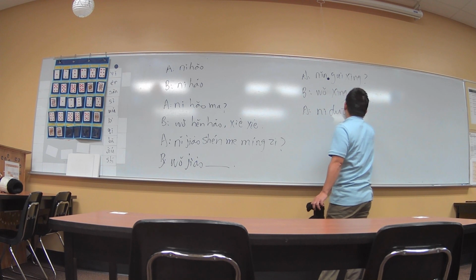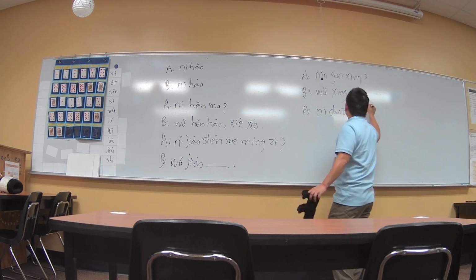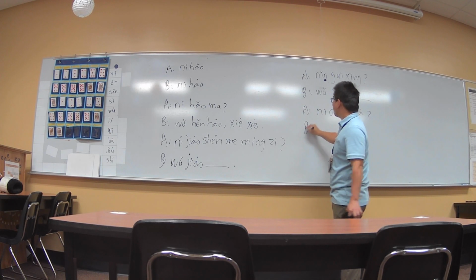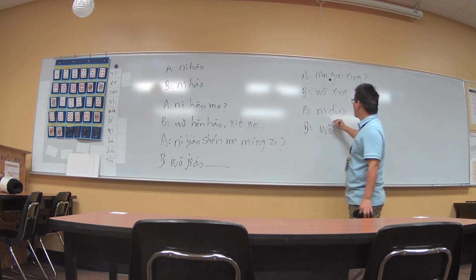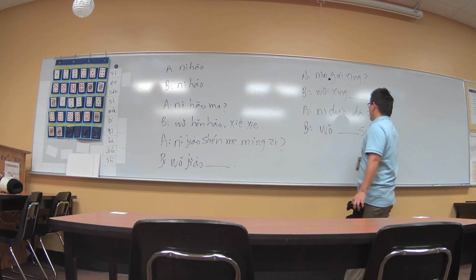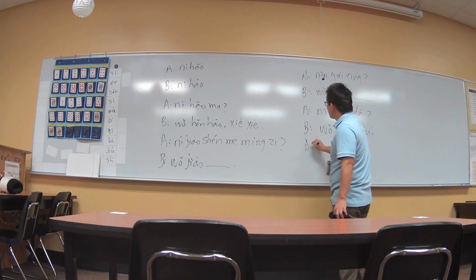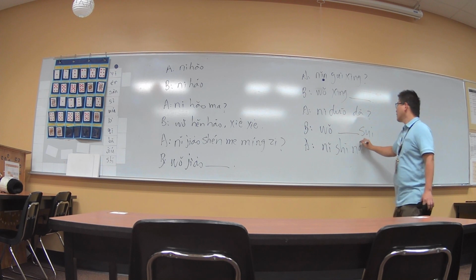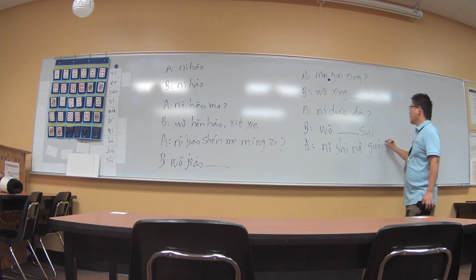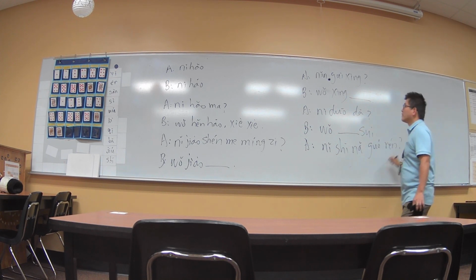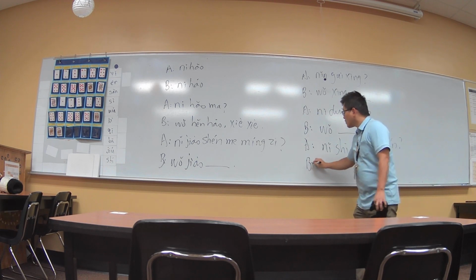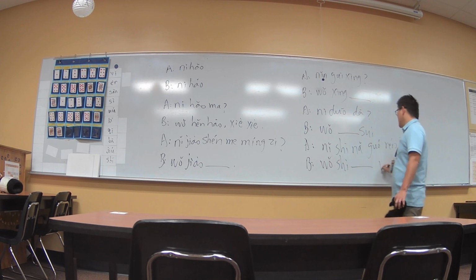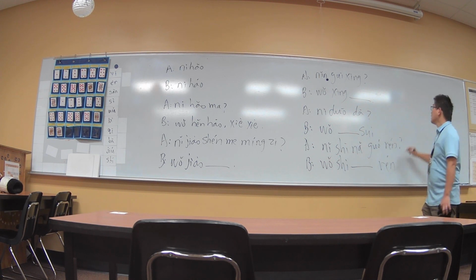A, 你多大? Since you guys are more younger, so I use 你多大. B say, 我 number 岁. A ask, 你是哪国人? B say, 我是 country 人.